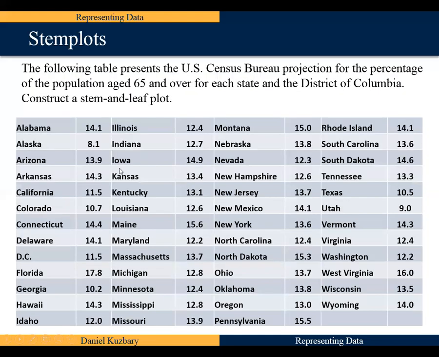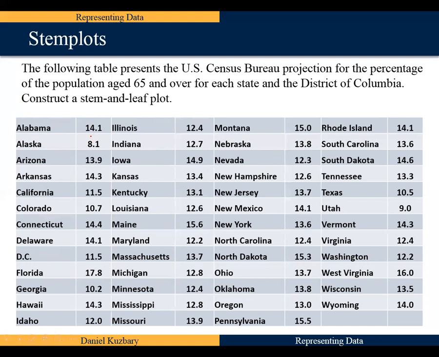I'm going to show you a bigger data set right here. We've got a table that represents the percentage of population age 65 or over. The percentages are given as like 14.1% or 8.1%. We can note that the way the data is recorded, just like one of those last examples, each one of these data values has exactly 1 decimal place. So we'll make that 1 decimal place our leaf, and then everything to the left of the decimal will be part of the stem, whether it's 1 digit like 8 or 2 digits like 14.